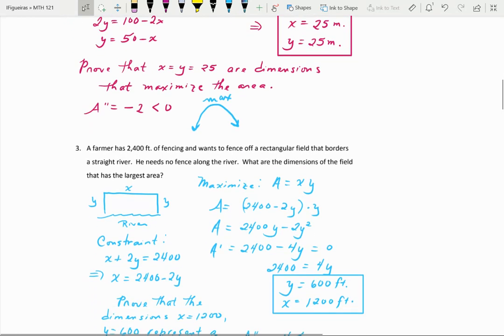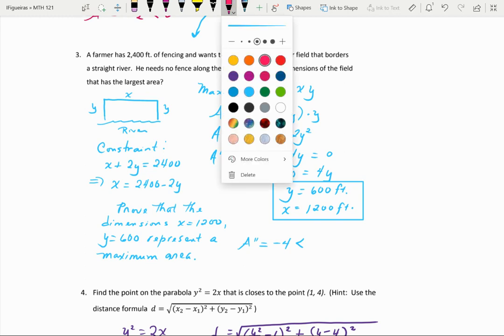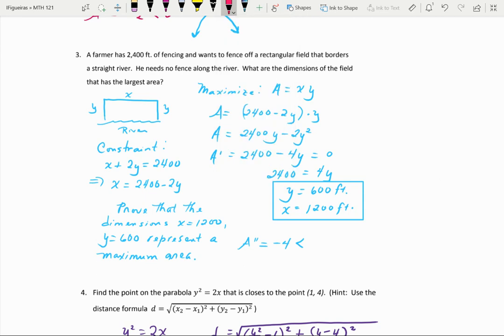Okay, here's another one. Again, let me change the color so it's easier to follow. It says that a farmer has 2,400 feet of fencing and wants to fence off a rectangular field that borders a straight river. He needs no fence along the river. What are the dimensions of the field that has the largest area?